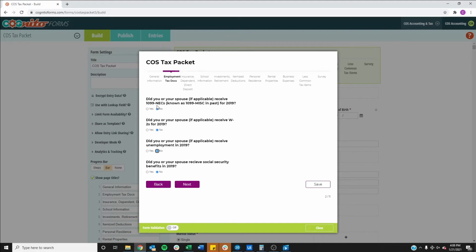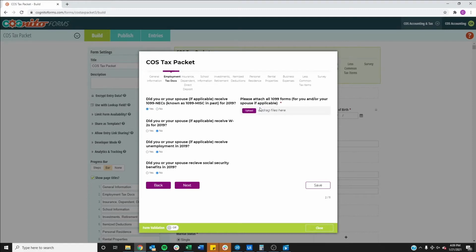or if you did any contracting work for anyone where they issued you a 1099-NEC, it was known as a 1099 MISC in the past, you'll attach that document here. If you had any W-2s or if your spouse had any W-2s, you'll attach all the W-2s here.